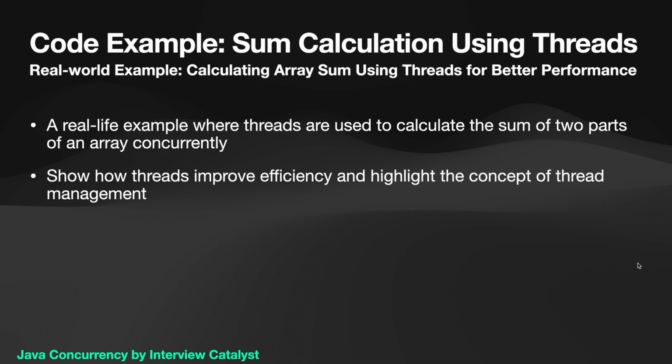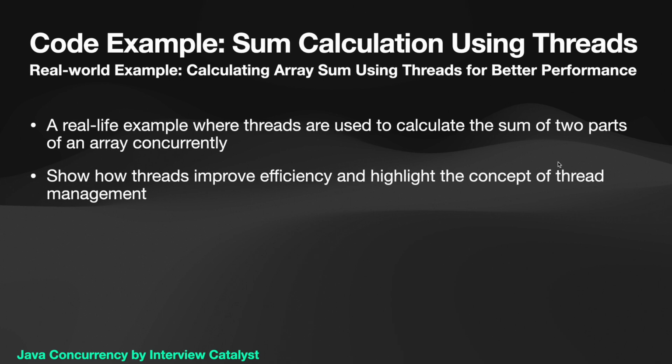Now we will see a code example of how threads can help improve performance. In this section, we are going to implement a real-time example where we use threads to calculate the sum of an array concurrently. By splitting the array into two parts and using two threads to calculate the sum of each part, we can improve efficiency, especially for larger arrays. Let's walk through how threads can help improve performance in this case.